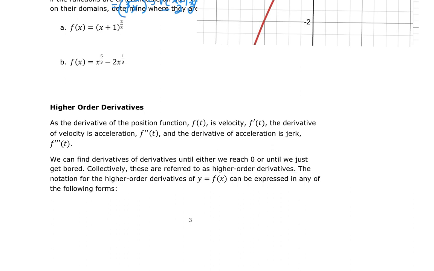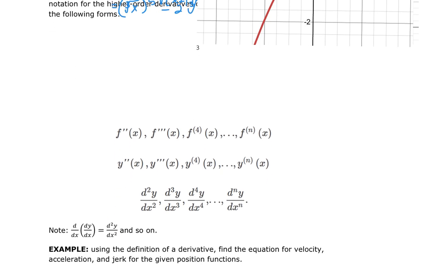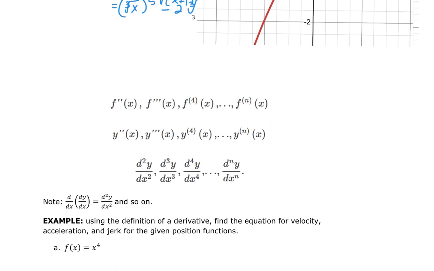Now, when we're doing derivatives of higher order, we want to think of this notation. So here's my second derivative, my third derivative, my fourth derivative, and my nth derivative. We can do it with primes, so we can do y prime, y double prime, y to the fourth, y to the n. Or we can use this notation. Now this notation is the second derivative of y with respect to x, the third derivative of y with respect to x, the fourth derivative of y with respect to x.